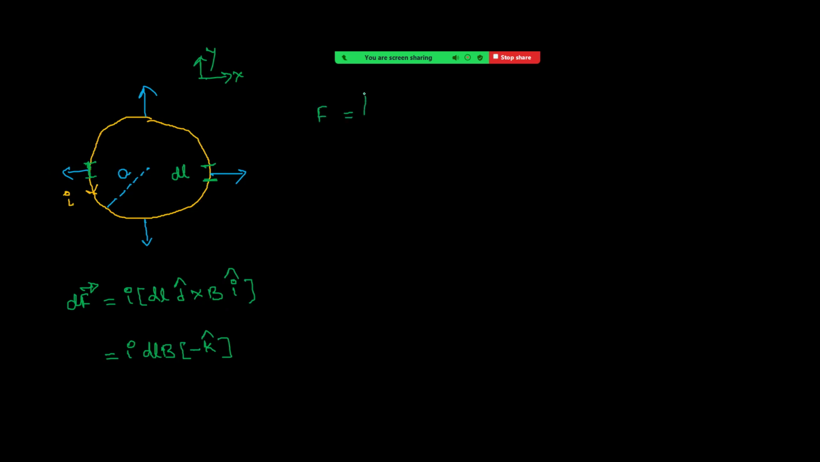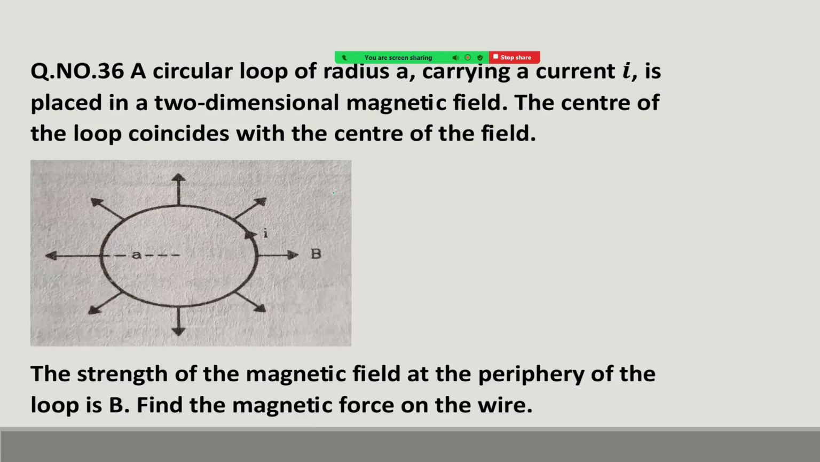the net force acting on the loop is equal to the integration of I dl B. I and B are both constants, take them outside. Integration of dl: if you take the sum of all these elements, dl, again dl, again dl, we get the circumference, which is equal to 2 pi r. So this is now I B into 2 pi r. Here r is given as a, so 2 pi a I B is the net force acting on the loop. So this is an example of a non-uniform magnetic field, right? That's why the net force on the loop is not zero, right? Let us see the next one.